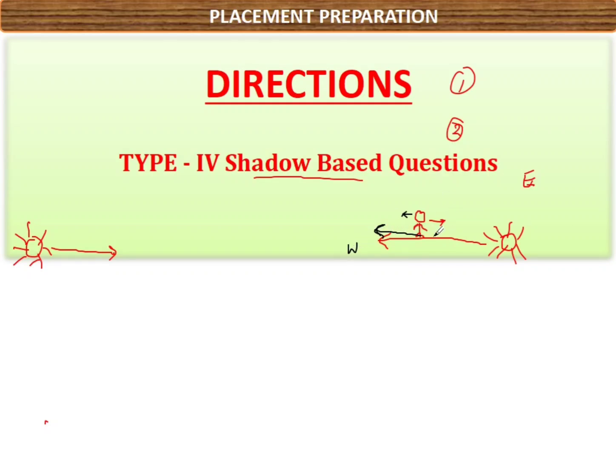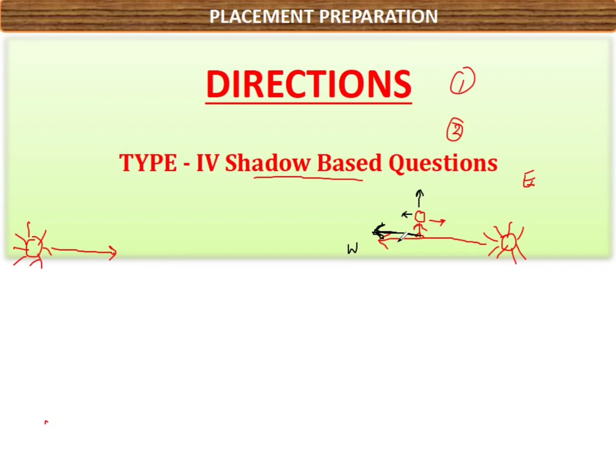Now instead of turning towards the sun, I turn this side. Now sun is towards my back. Now towards which direction my shadow will fall? My shadow will be towards west side only. Now let me assume I am facing towards north. That time my shadow will fall towards which direction? My shadow will fall towards west direction only.